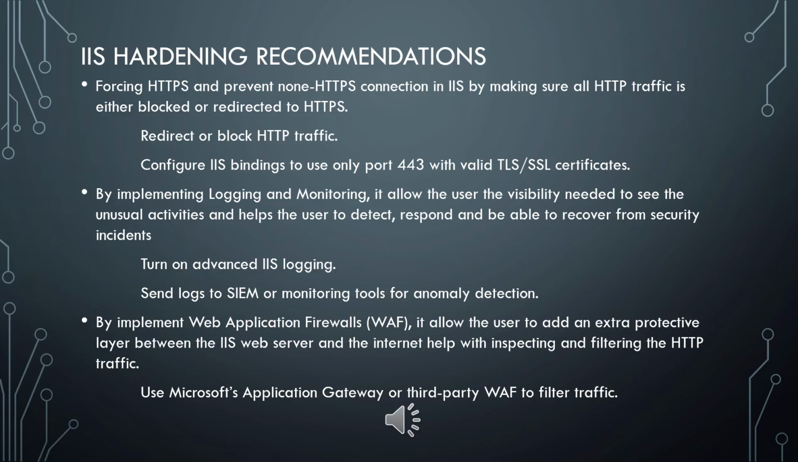And finally, implementing a web application firewall as an extra layer of defense between the IIS server and the internet. A WAF inspects and filters HTTP and HTTPS traffic, helping to block malicious requests. You can use Microsoft Application Gateway, or a third-party solution, to accomplish this. Together, these steps greatly improve IIS security by ensuring encrypted traffic, strong visibility, and an additional protective layer.